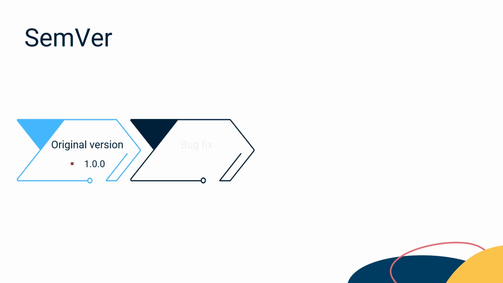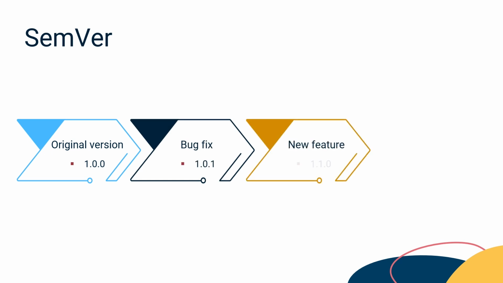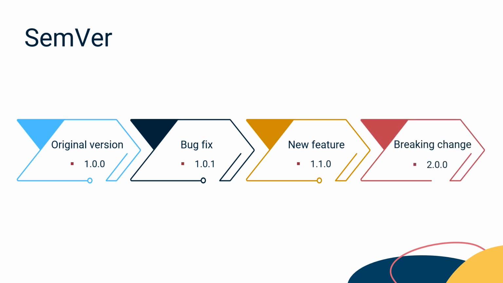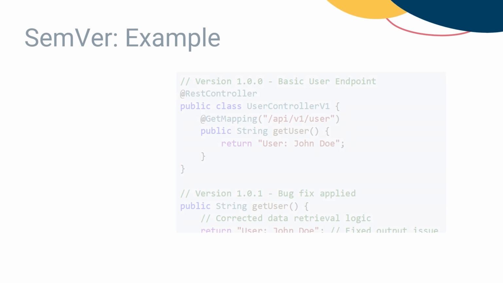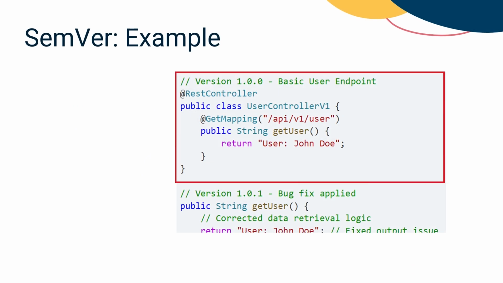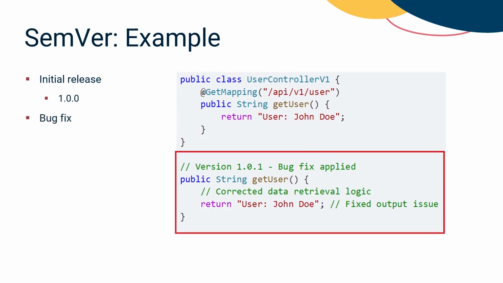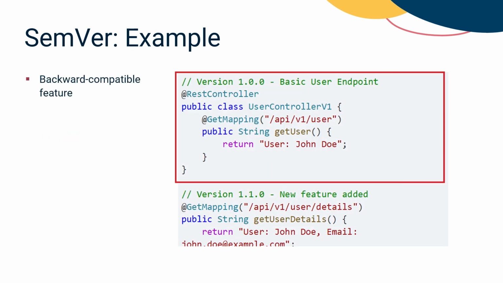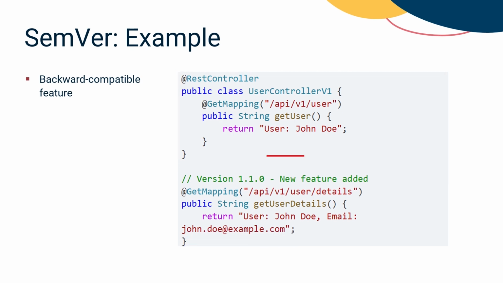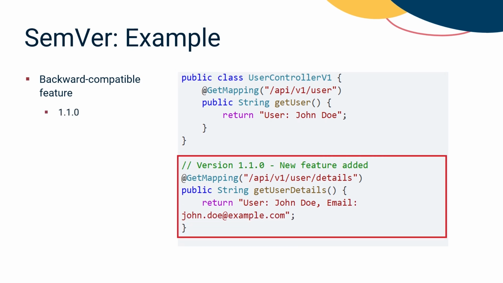For example, a bug fix would update the version to 1.0.1. Adding a new feature would make it 1.1.0, and any breaking change would jump it to 2.0.0. In this example, version 1.0.0 represents the initial release of a basic user endpoint. A bug fix that doesn't affect the API's functionality would increase the version to 1.0.1. However, adding a backward-compatible new feature, such as returning a user's email, would increase the version to 1.1.0.